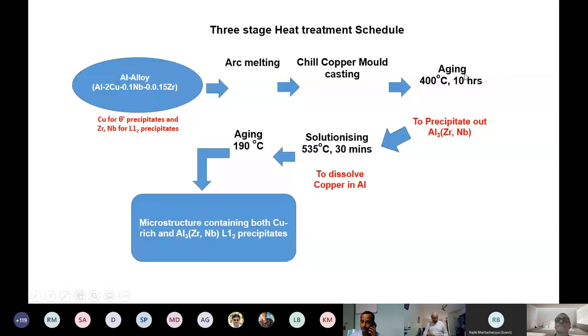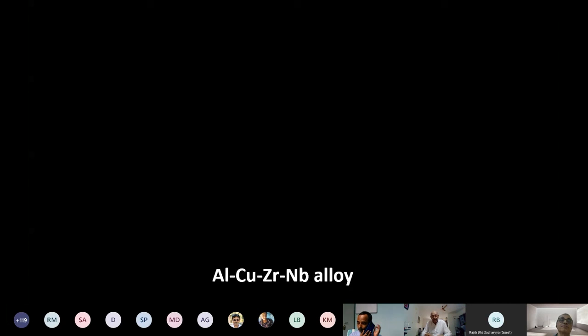Then we take the whole thing up to the solutionizing temperature and solutionize it for a short time, because zirconium is a slow diffusing element. So L1_2 as a precipitate does not dissolve easily, and does not coarsen easily once formed. So only in a short time the copper gets dissolved, then we quench and age. So what happens if we do that? This is what happens.